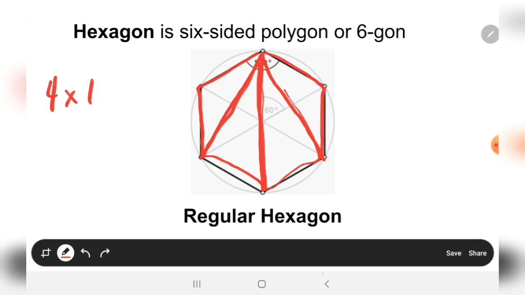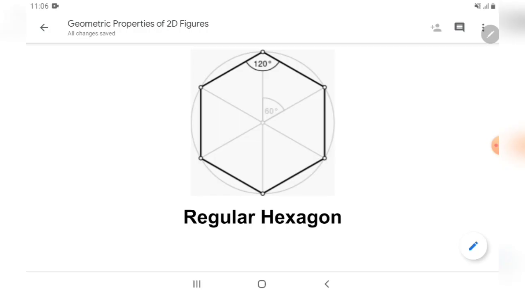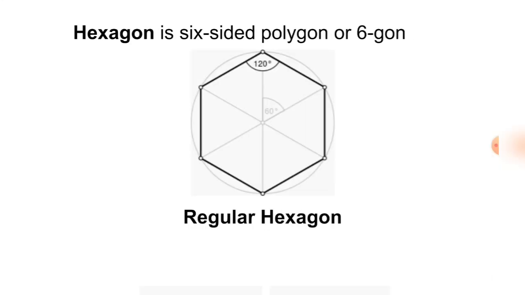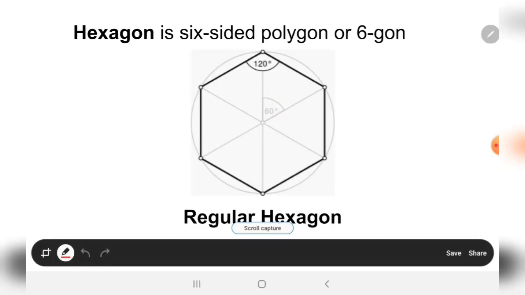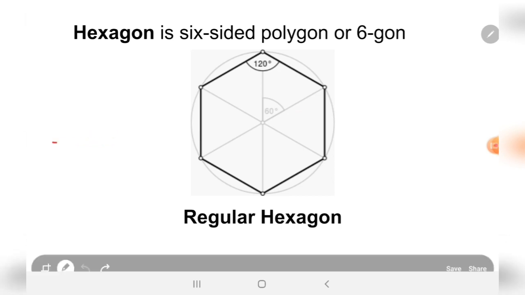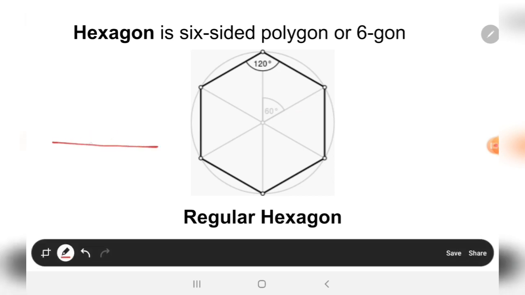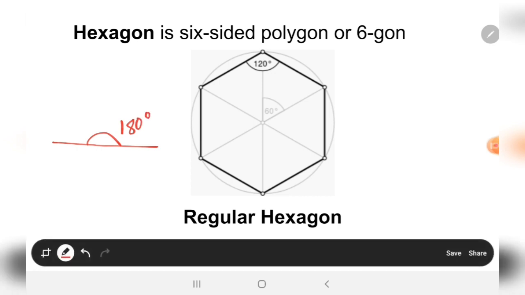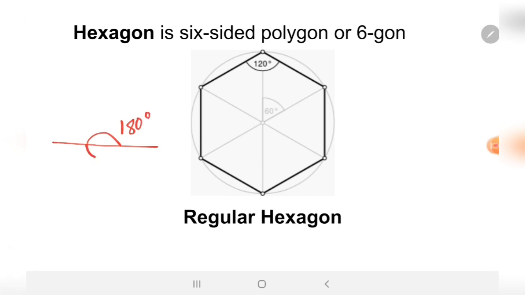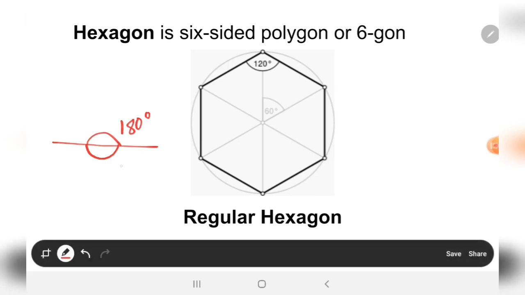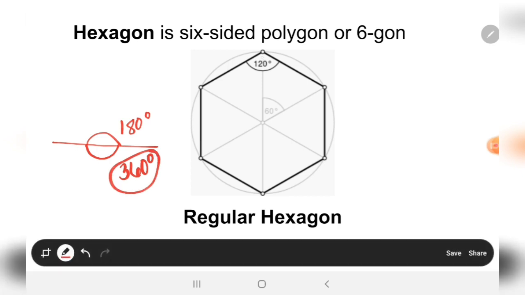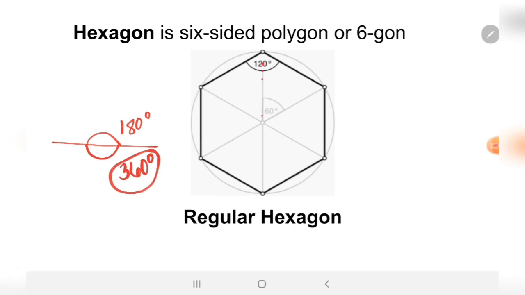Okay, let's clear first the figure. Okay, why do we have 60 degrees here? Because take note that in a line it measures 180 degrees, right? And then if we will continue this, that would be equivalent to 360 degrees.